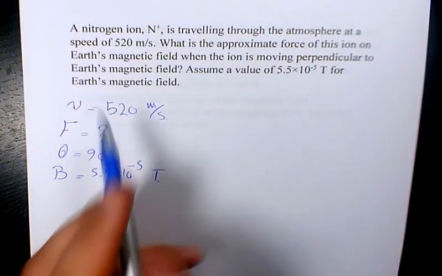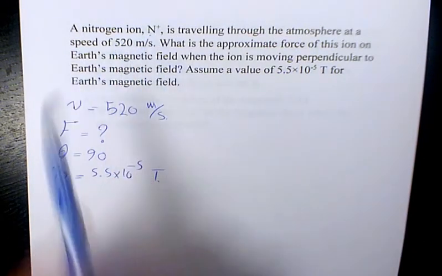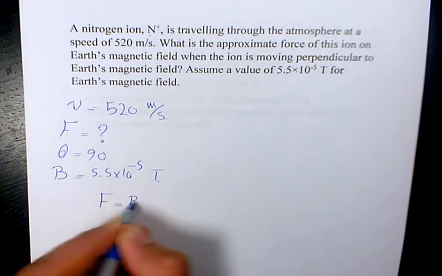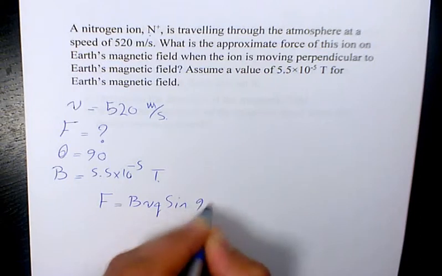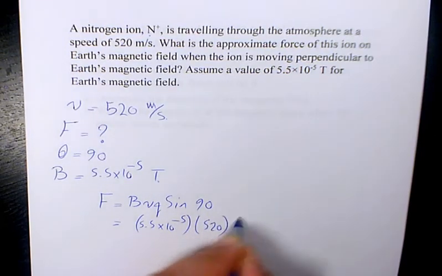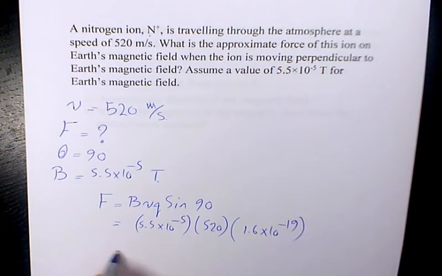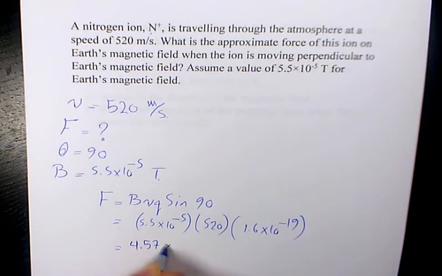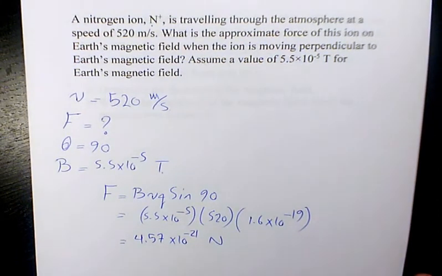Q is 1 proton, so F is BVQ sine 90, which is going to be 1. So B is 5.5 times 10 to the power of negative 5. Velocity is 520. Q is 1.6 times 10 to the power of negative 19. That's going to give me 4.57 times 10 to the power of negative 21 Newton. That's the magnetic force.